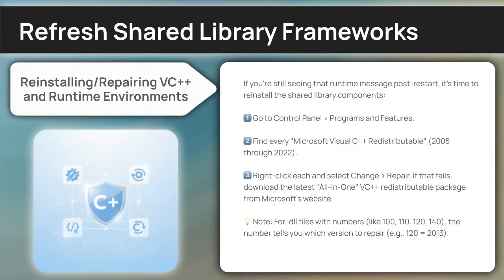If you're still seeing that runtime message post-restart, it's time to reinstall the shared library components. First, go to Control Panel, then select Programs and Features. Second, find every Microsoft Visual C++ redistributable, 2005 through 2022. Third, right-click each and select Change, then select Repair.